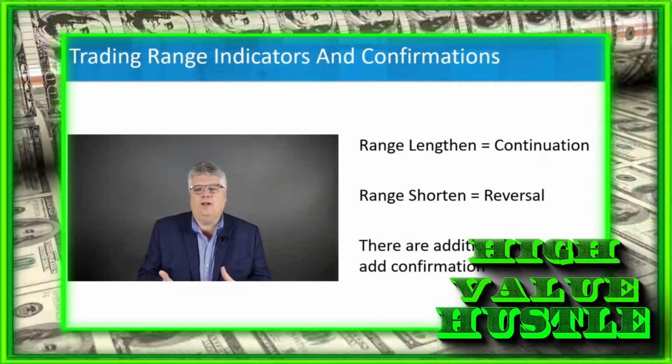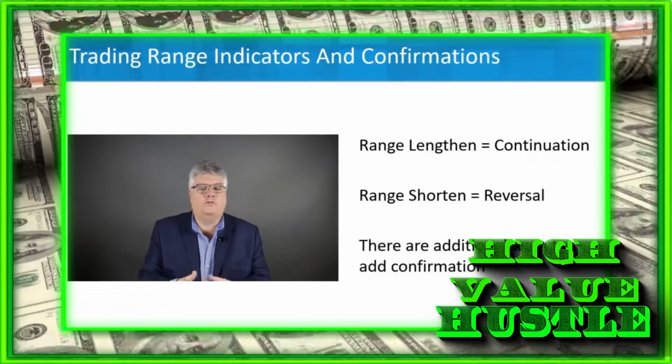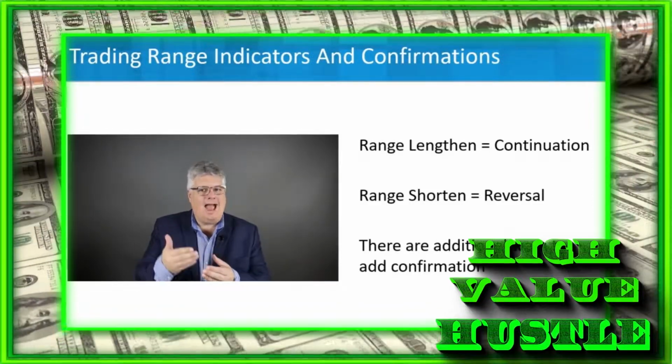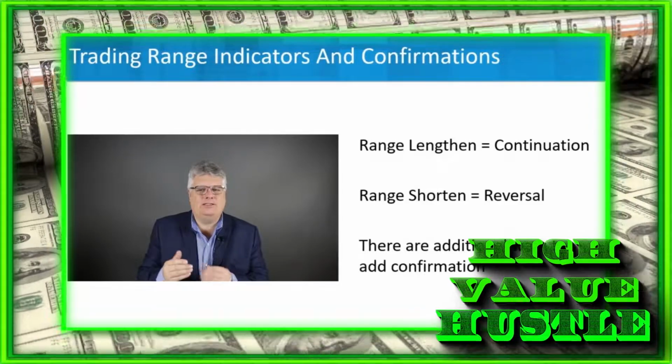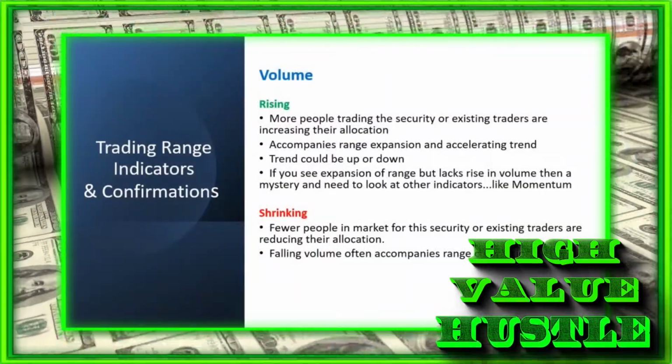In addition to looking at trading ranges and how they could be indicating a continuation of a trend or the reversal of a trend, there are additional ways that we can add confirmation to that. So let's take a look at some of these important ways that we can do that. A very important thing to look at is volume.